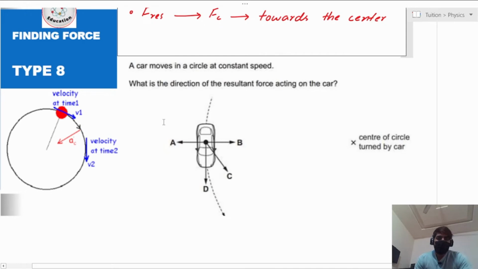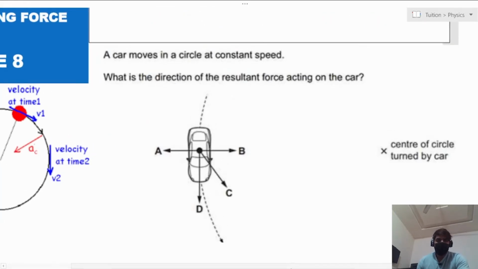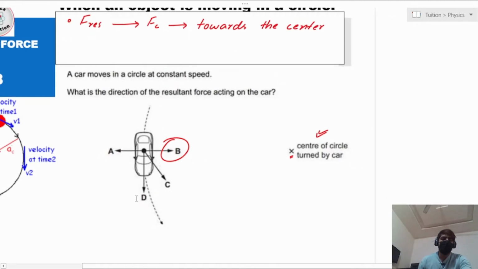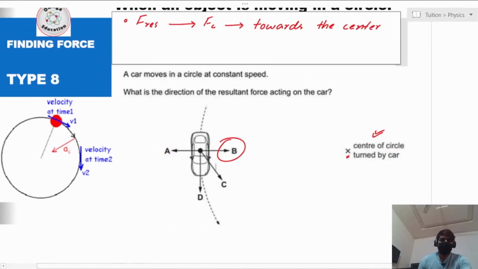Now if we refer to the question, it says the car moves in a circle at constant speed. What is the direction of the resultant force acting on the car? So it would be towards the center of the circle. So this X represents the central point of the circle. So what direction is towards that circle? B. So B is the right answer for this one.